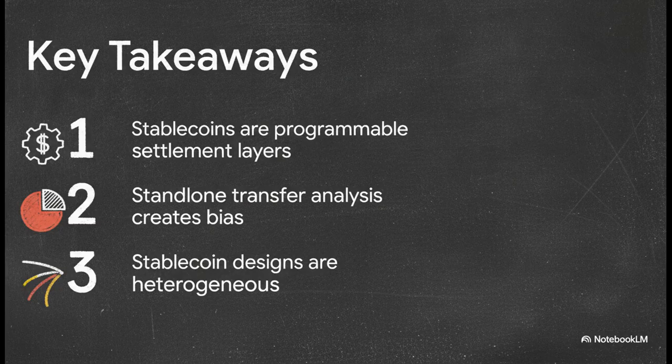Let's boil this down. Please write down these 3 key takeaways from today's explainer because they completely reframe how we should understand digital asset ecosystems. 1. Stablecoins are programmable settlement layers natively embedded in smart contract infrastructure, not just digital cash. 2. Analyzing standalone transfers rather than full transactions creates a massive statistical bias, literally misclassifying 60% of network activity. And 3. Stablecoin designs are fundamentally heterogeneous. USDC, USDT, and PYUSD have entirely different behavioral footprints.